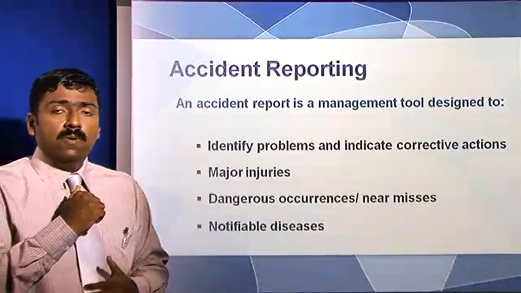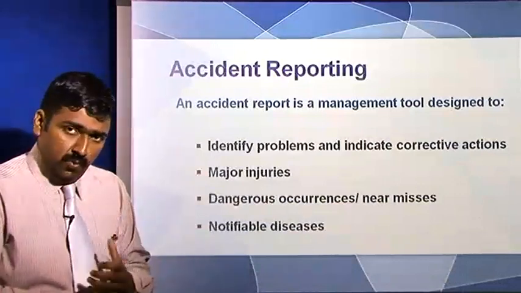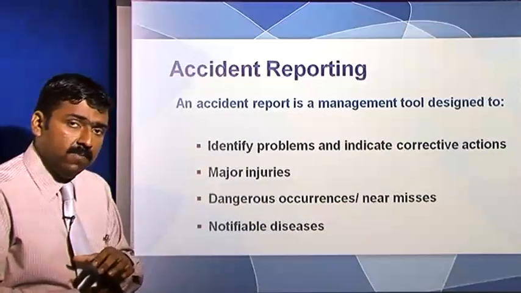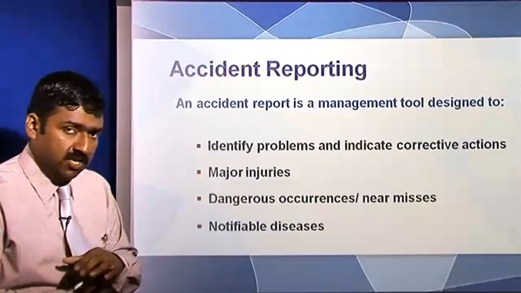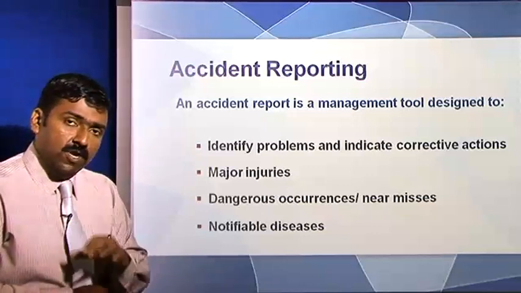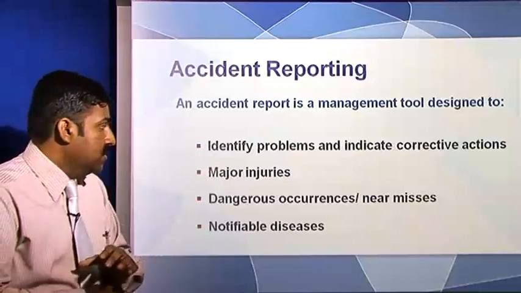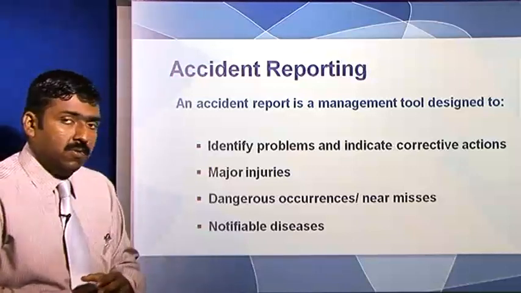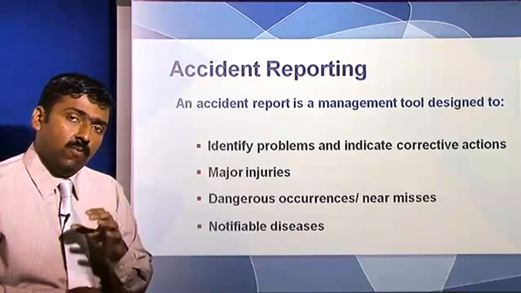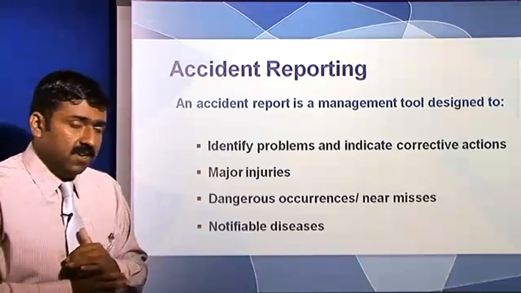Now how do you take care of the accident reporting process? Now, an accident report is a management tool designed to identify problems and indicate corrective actions. So the first and foremost is to identify the problems, what is the potential for any such accident at your workplace, and to indicate corrective actions. Major injuries, what are the possibilities of major injuries and what is the overall cost of such accidents for your workplace. Dangerous occurrences and near misses.